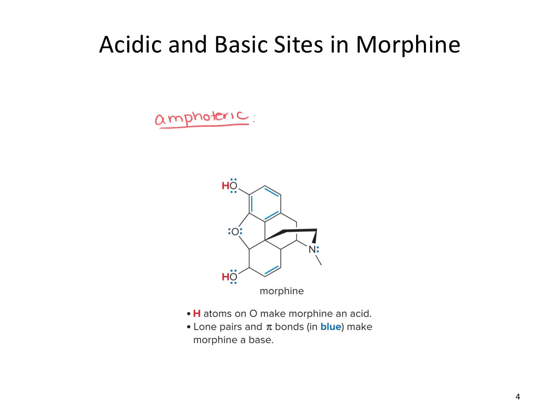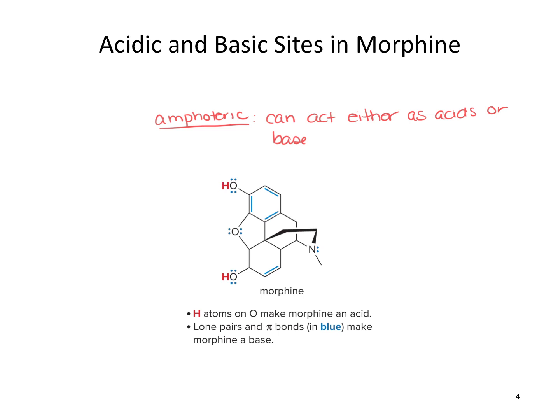All right. And that just means they can act either as acids or bases. So we see both of those. Here, when we talk about what makes this acidic, the hydrogen atoms on the oxygen make that morphine an acid. So we see this group where there's an O and an H. Those are also acidic hydrogens.